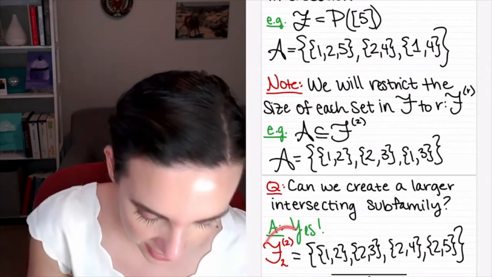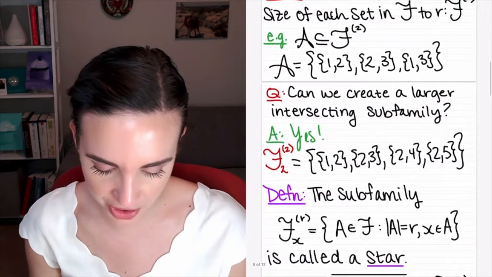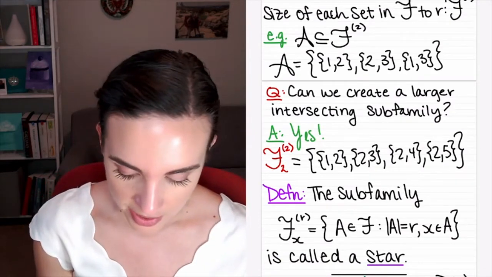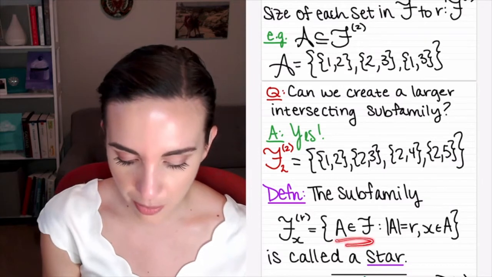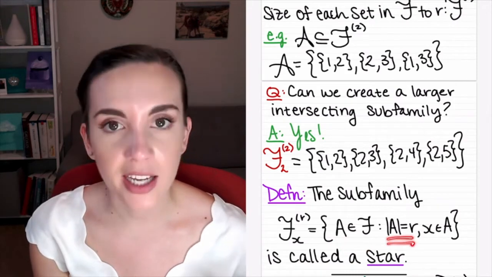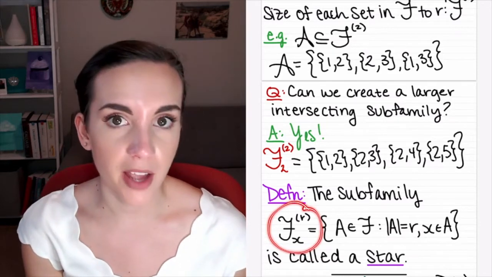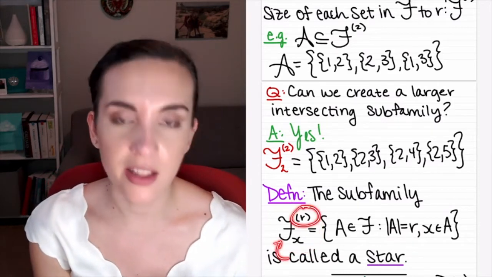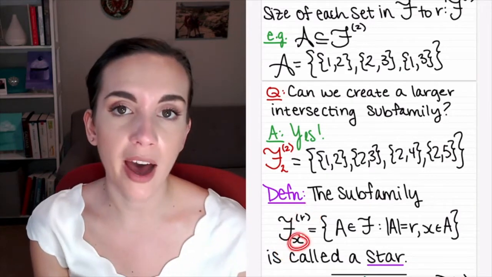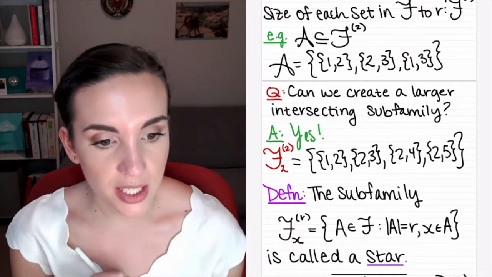And these specific subfamilies are called stars. So I have that definition here. This type of method for creating subfamilies is called a star. You're picking all sets in your family of a fixed size that contain a fixed element x. And you denote that star subfamily by script F. In the superscript, you have the size of the sets. And in the subscript, you have the element that is in every set in your subfamily. So these are called stars.